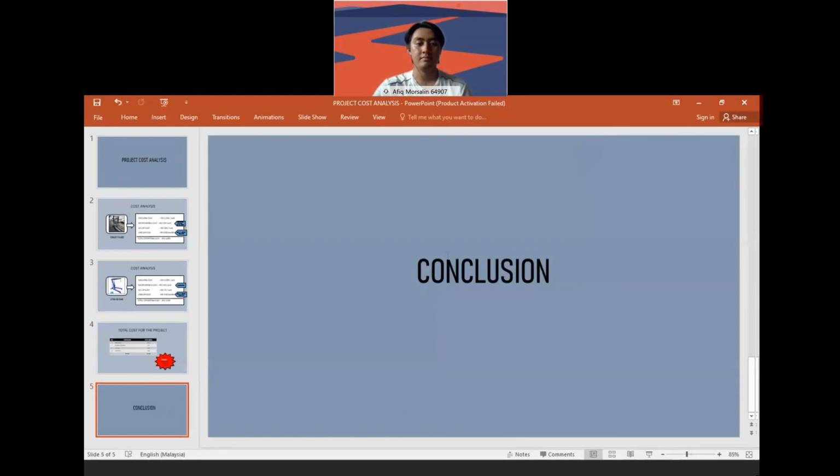And for the conclusion, we do hope that our project will be accepted by the client, and that the mechanized system proposed by us would help boost the productivity of the smoked fish activity at Kampung Terbelu by helping in transporting the fish to the processing center. That's all for me. Thank you.